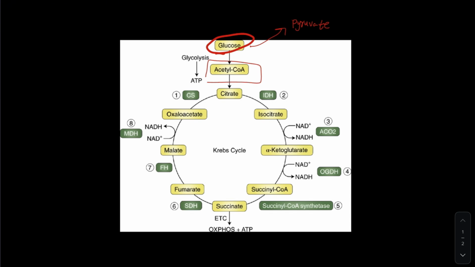Now the real magic begins. The cycle starts when Acetyl-CoA, carrying two carbon atoms, combines with oxaloacetate, a 4-carbon molecule. This reaction is catalyzed by the enzyme citrate synthase. Together, they form citrate, a 6-carbon molecule.